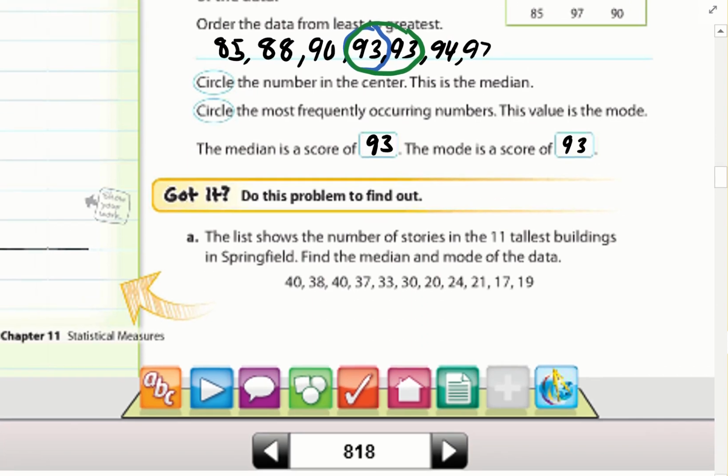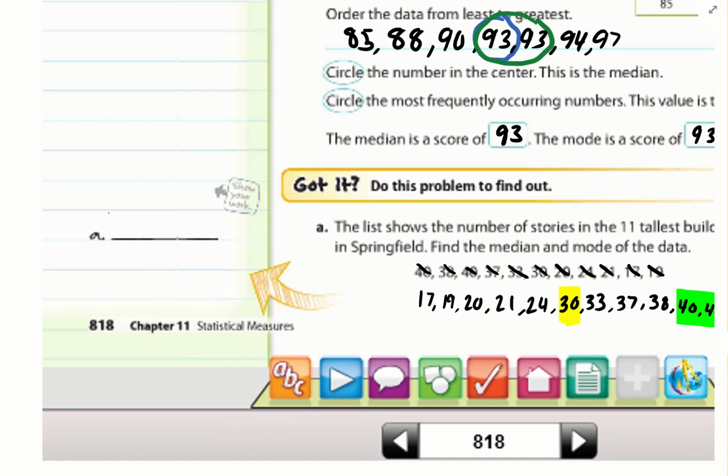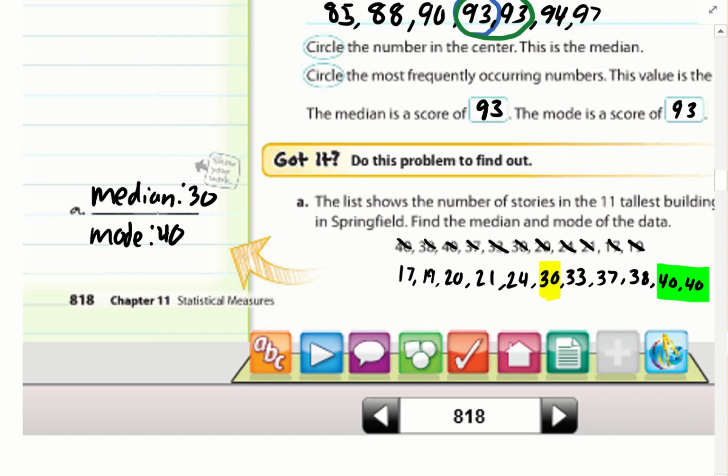So go ahead and try A. Remember, it has to be from least to greatest in order to find the median and mode. So try A. The first thing I did is I got it from least to greatest. Now the number that appears the most is 40, so it's going to be my mode. And the number that's in the center, so I have 1, 2, 3, 4, 5, 6, 7, 8, 9, 10, 11. So 1, 2, 3, 4, 5, 6. The number that appears in the middle is going to be 30. So my median is 30, and my mode is 40.